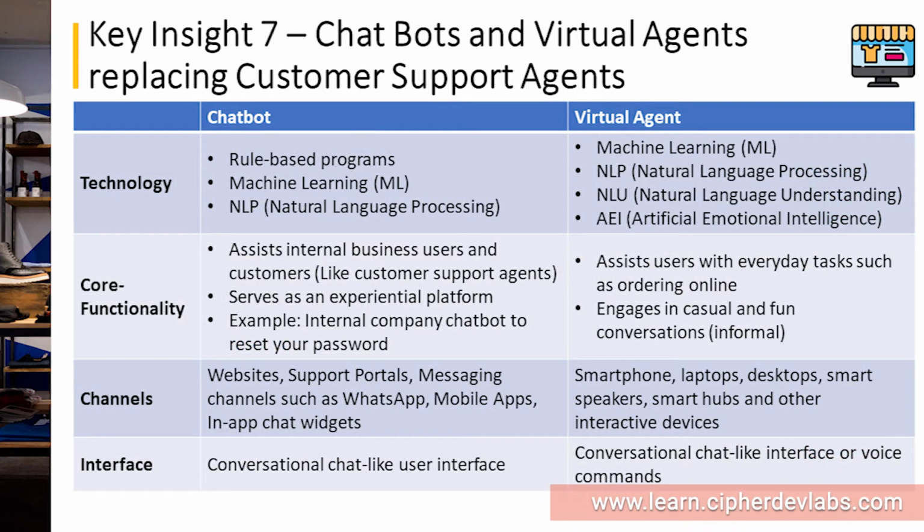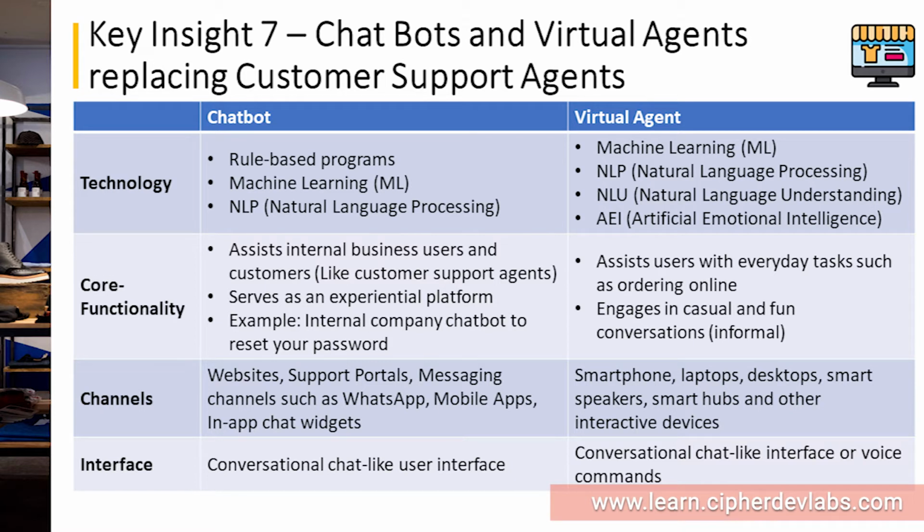So now let's look at a comparison of chatbots and virtual agents. Chatbots are primarily rule-based programs, and they use something called machine learning, which we're going to talk about in one of our next lectures, which is basically trying to mimic the human brain using computers. And they use something called natural language processing. Natural language processing is basically making computers understand our day-to-day conversations.